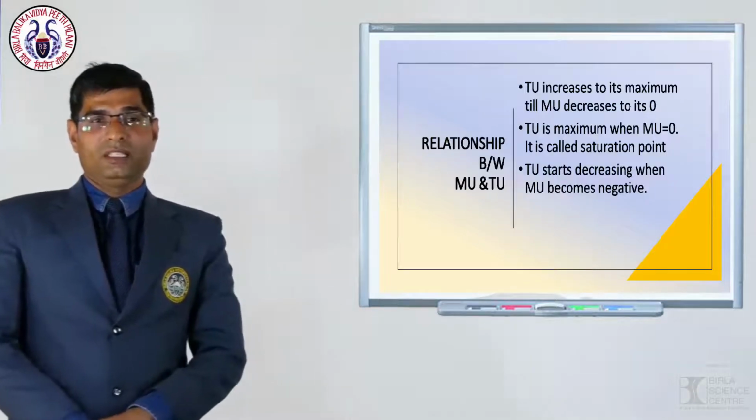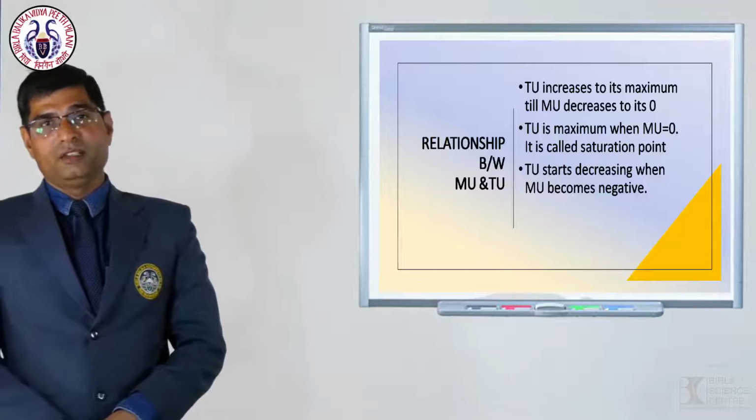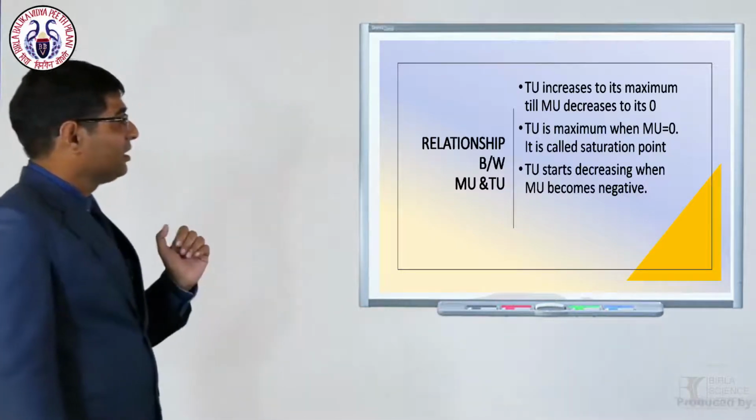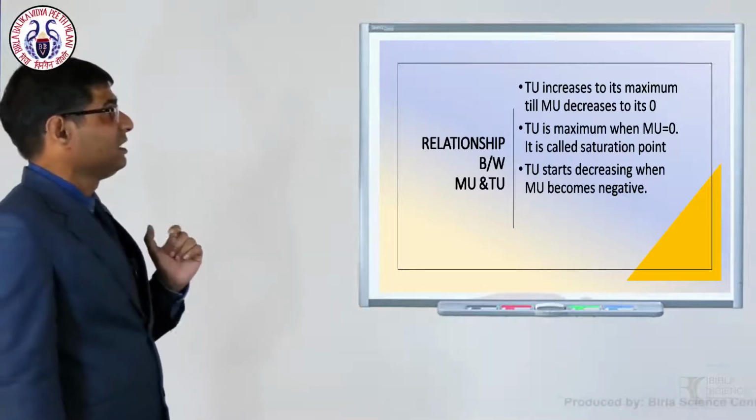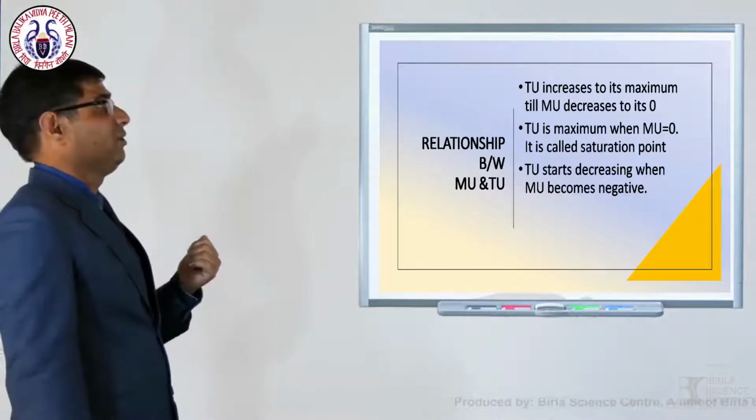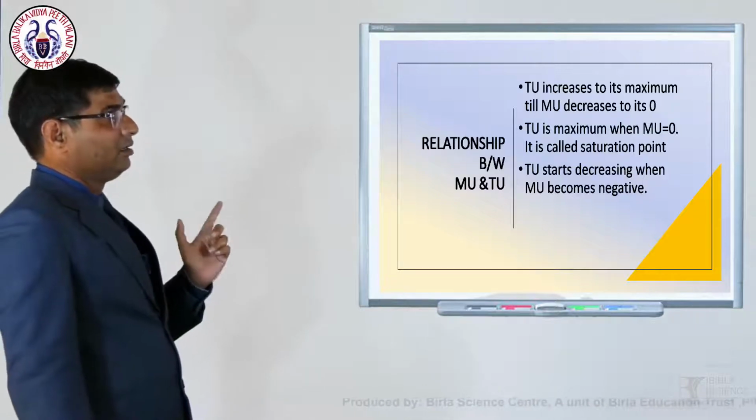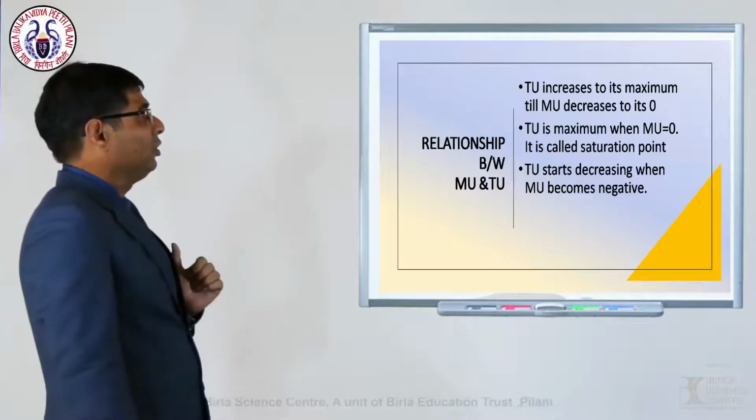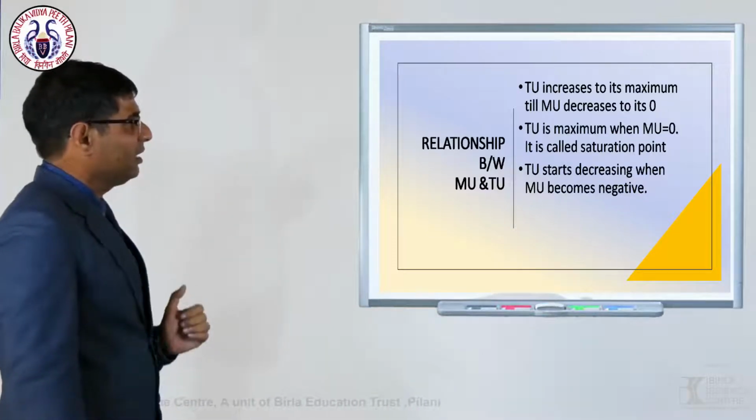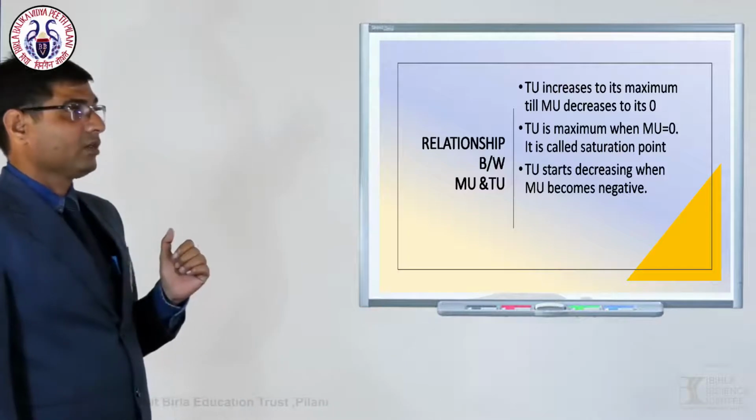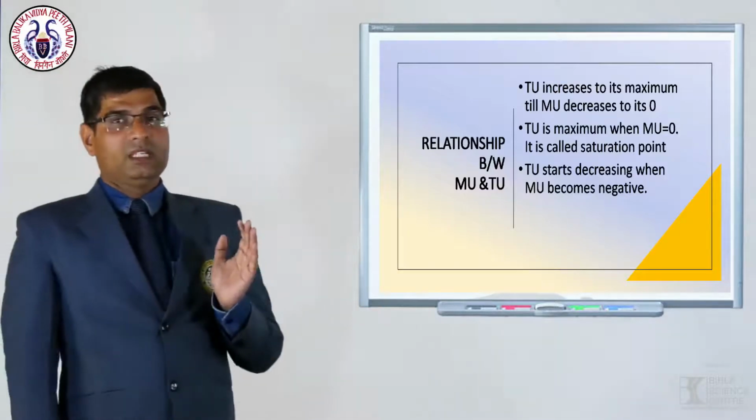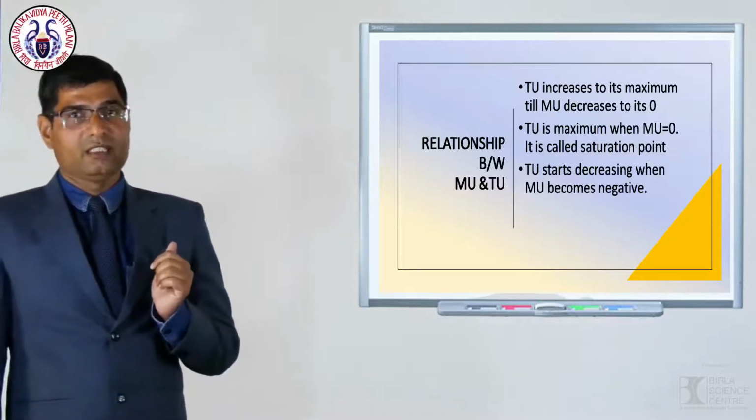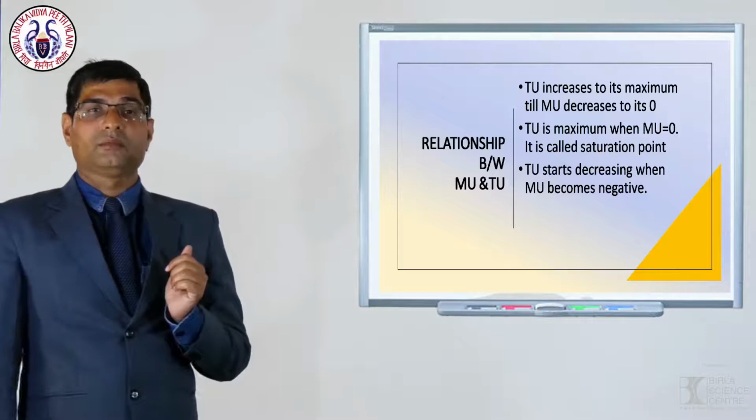Now let us understand what is the relationship between marginal utility and total utility. So we can see total utility increases as long as MU remains positive, and total utility is maximum when MU becomes 0, and total utility starts decreasing when MU becomes negative. So total utility depends on marginal utility, and total utility is the summation of marginal utility.